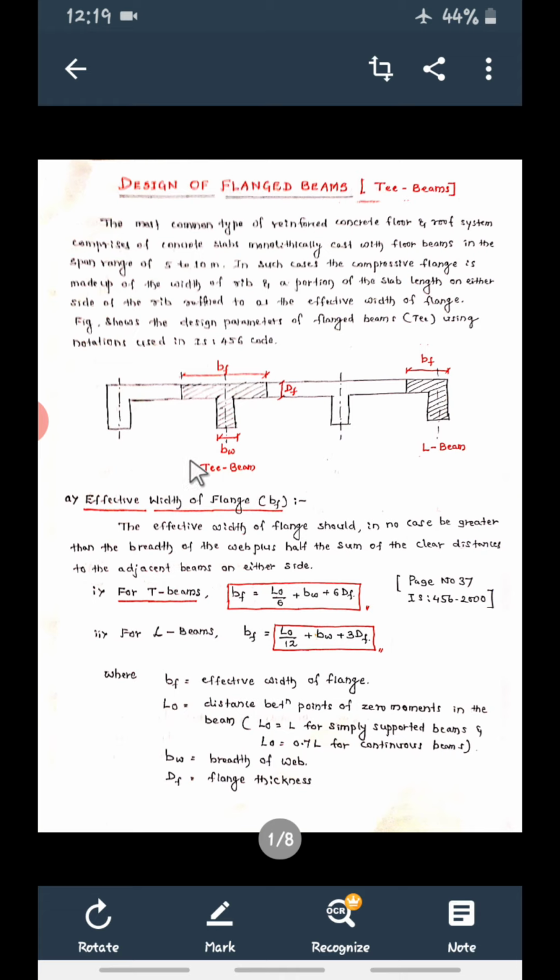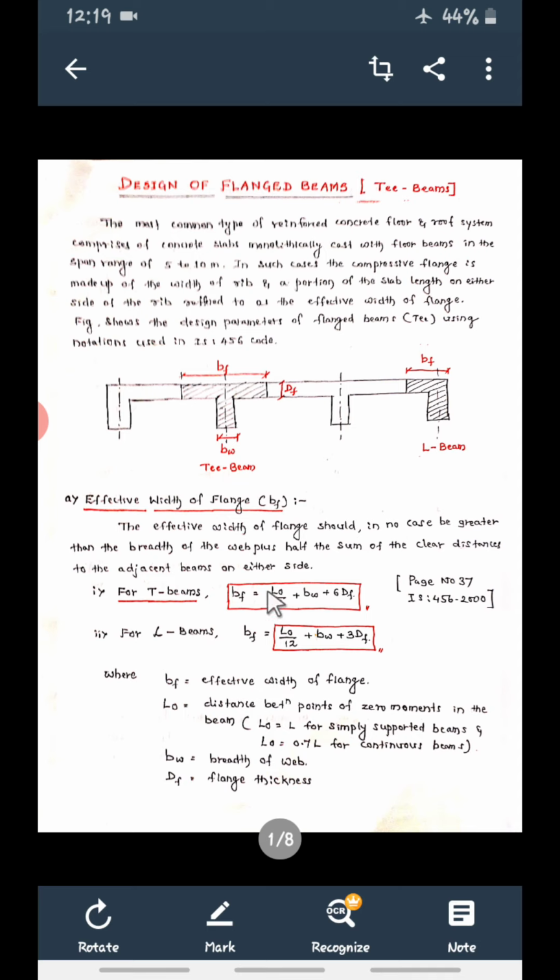BF is nothing but width of flange. Then BW, width of web or rib. Then DF is depth of flange. F means flange here. Width of flange, depth of flange. BW means web, width of web or rib. So BF is the effective width of flange.